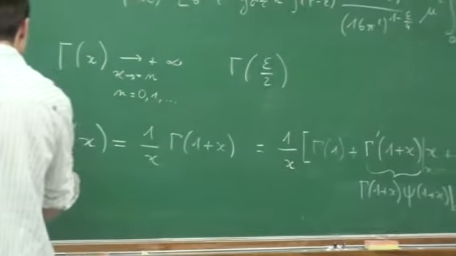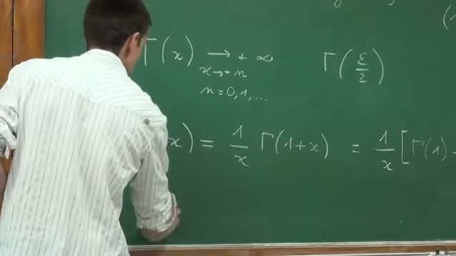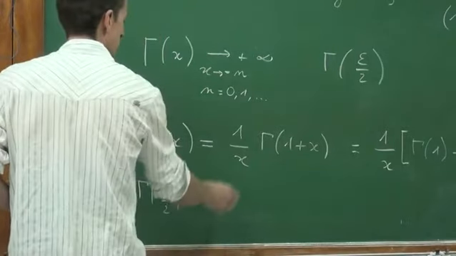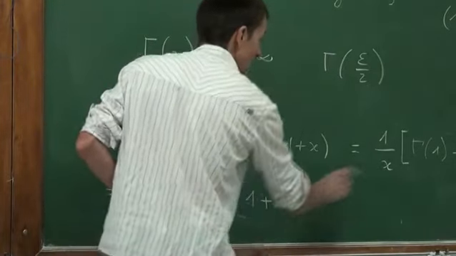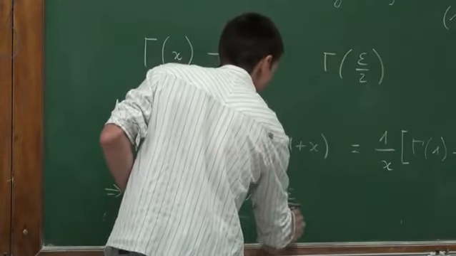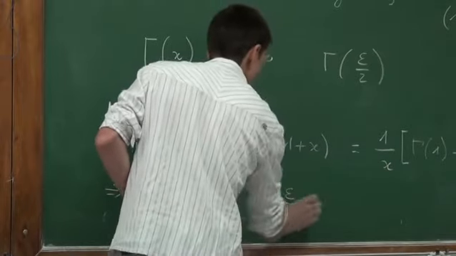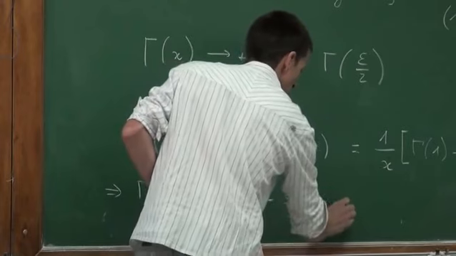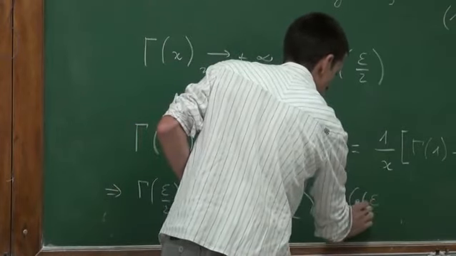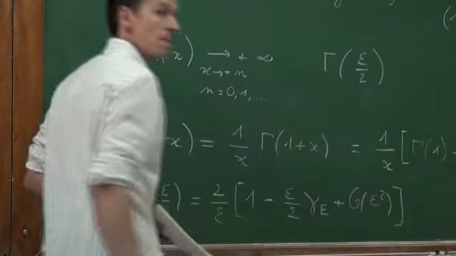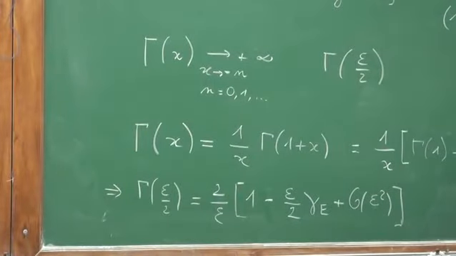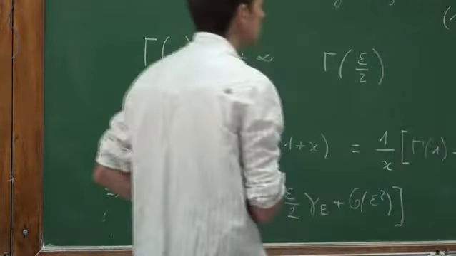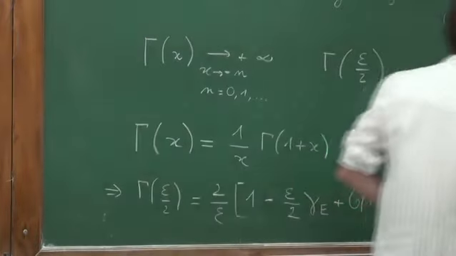If I replace x by epsilon log 2, this is 2 over epsilon times 1 plus epsilon over 2 times minus gamma Euler plus order epsilon squared. Okay, it's enough. In principle, with some calculation you should go beyond this level by computing these terms here.